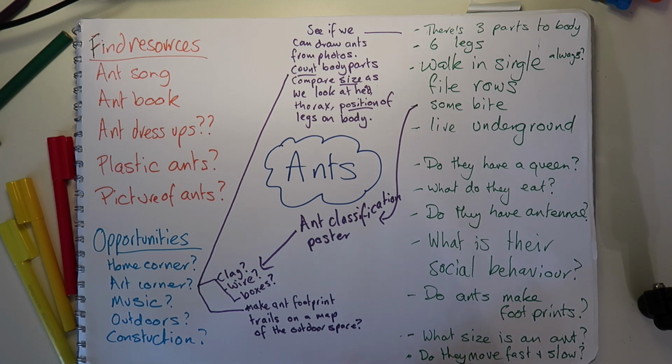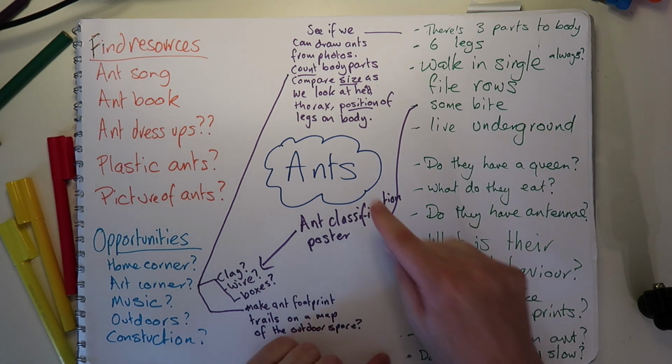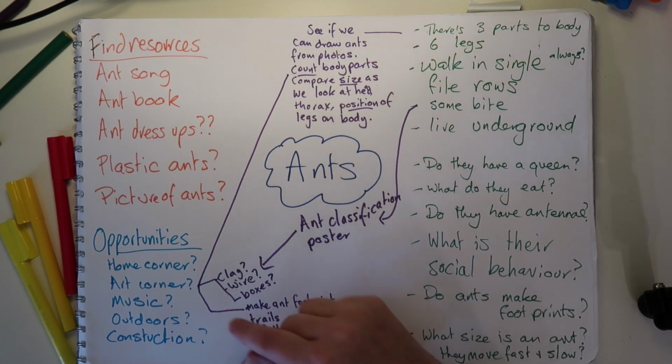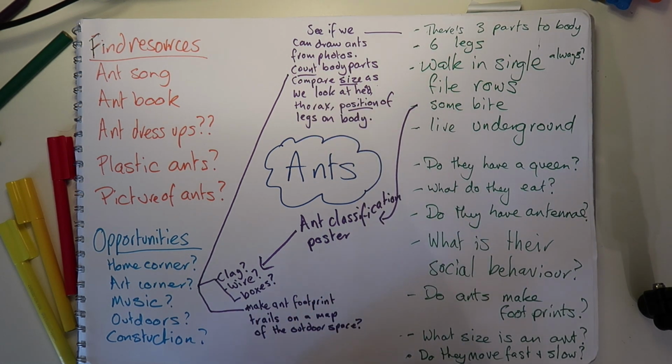I think if I can get some pictures of ants and use them as a provocation to draw, sit down with the children, just start asking questions. How can I draw this ant? You know, how many body parts does it have? How many legs does it have? As we start drawing, we'll be saying, where are the legs? Are they at the front, at the back? Do they come off the middle section?